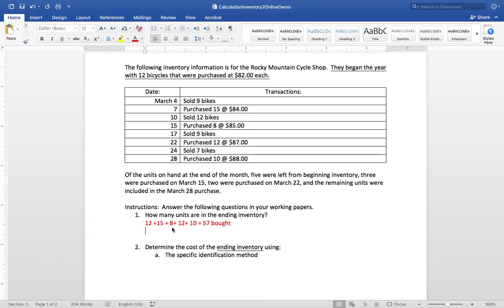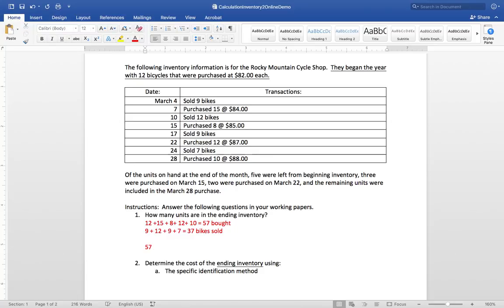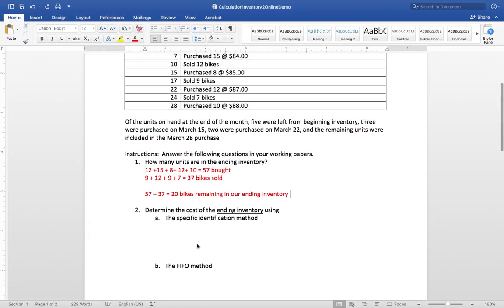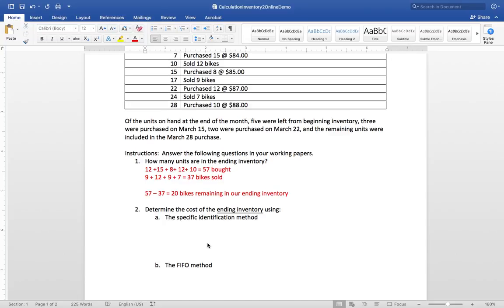We sold 9 on the 4th, 12 on the 10th, 9 on the 17th, and 7 on the 24th, giving us a total of 37 bikes sold. Okay, so we had 57 bikes altogether. We sold 37 of them, giving us 20 bikes remaining in our ending inventory. The next thing we need to do is determine the cost of our ending inventory.